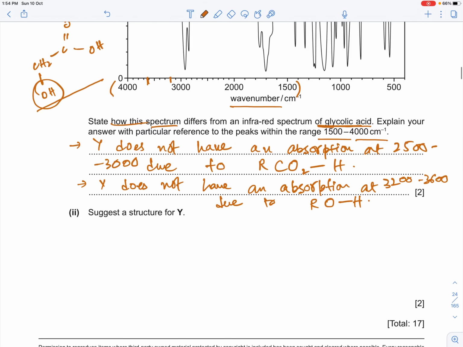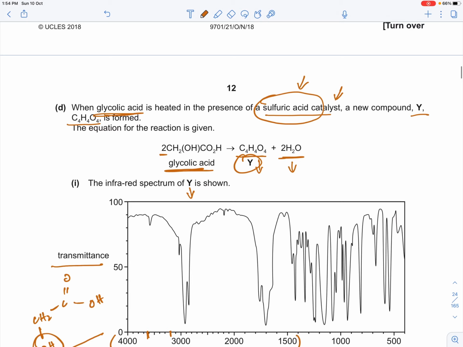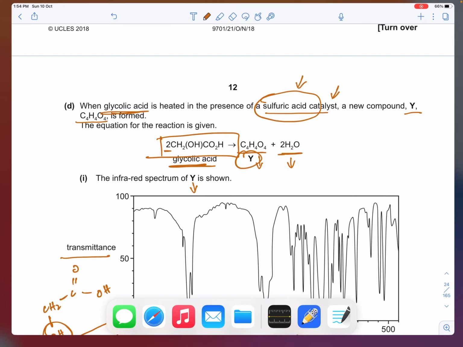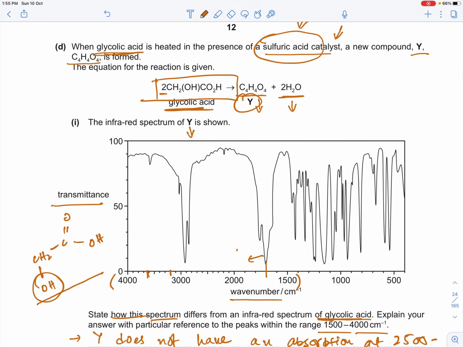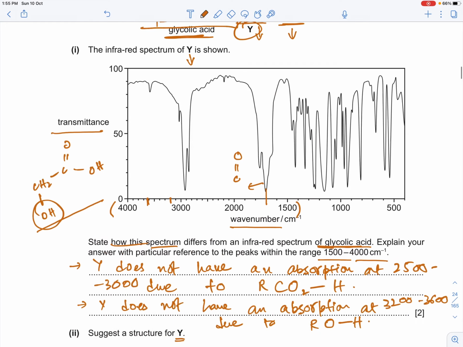Now, suggest a structure for Y. Now, this is interesting. Two molecules of glycolic acid are reacting with each other, and we have only one peak. If you look at this IR spectrum, we have only one peak at around 1600, right? So this peak suggests that this is a carbonyl group.